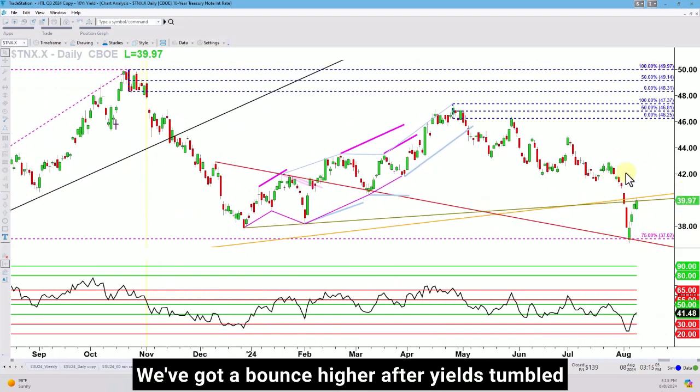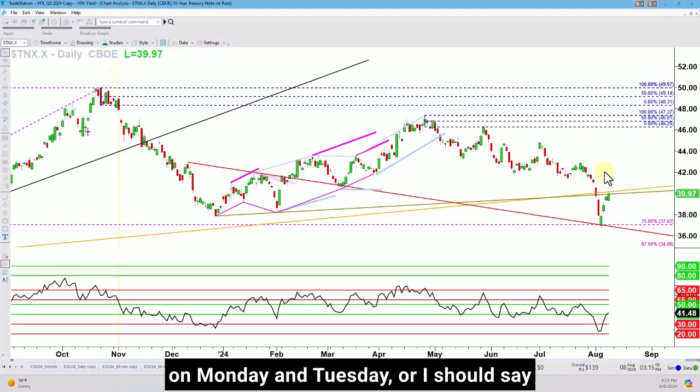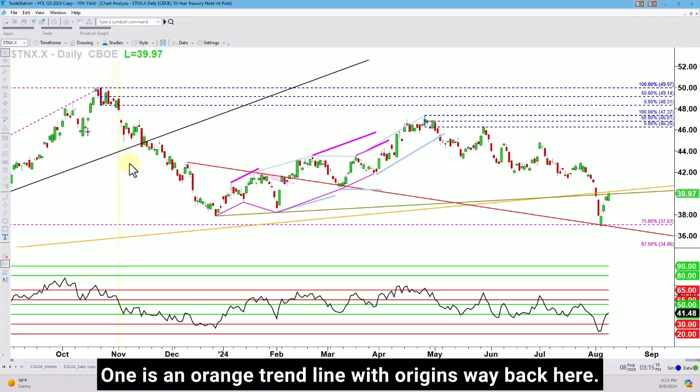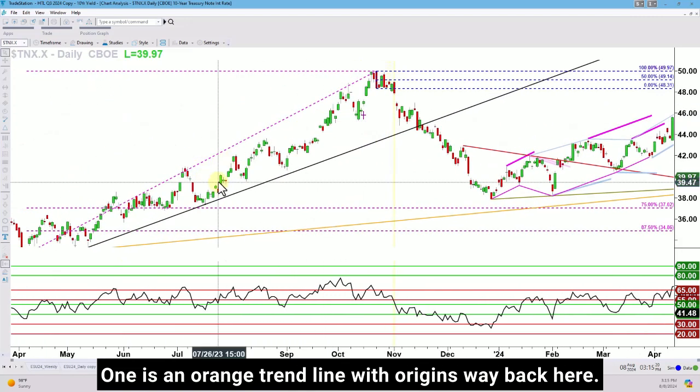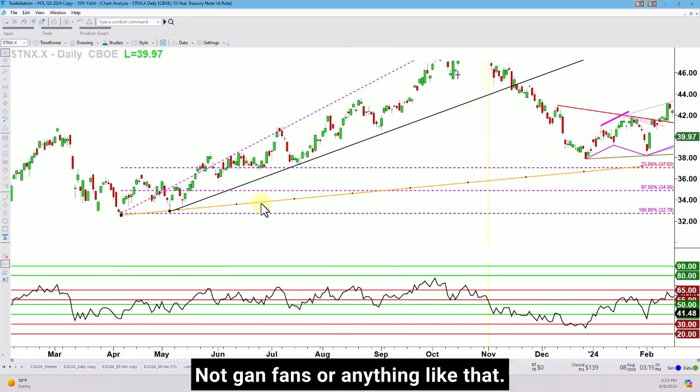We've got a bounce higher after yields tumbled on Monday and Friday from last week. But how far up might they recover? Well, there's two barriers of resistance. One is an orange trend line with origins way back here. Now, these are just regular old trend lines, all right? Not Gann fans or anything like that.